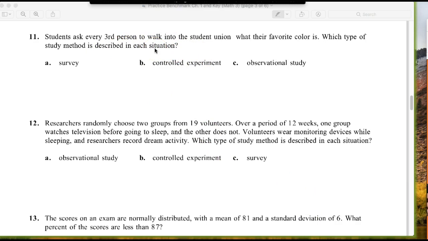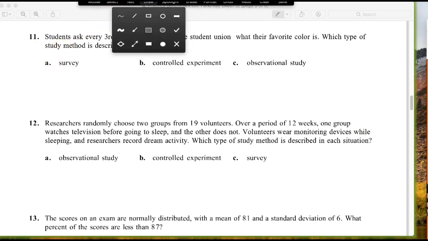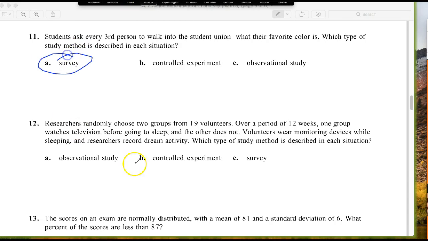That's where you would break into 2 groups and you would control one with the placebo and whatnot. Observational study, where you wouldn't interact with the person, you would observe what's going on in its natural environment. This would be a survey. They literally are surveying students as they walk in. All right, so I would say A for this guy. Come on, A. Let's look at 12.